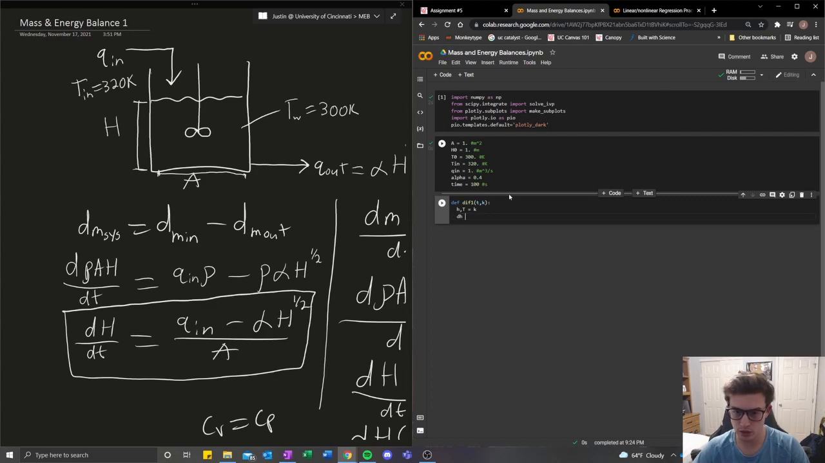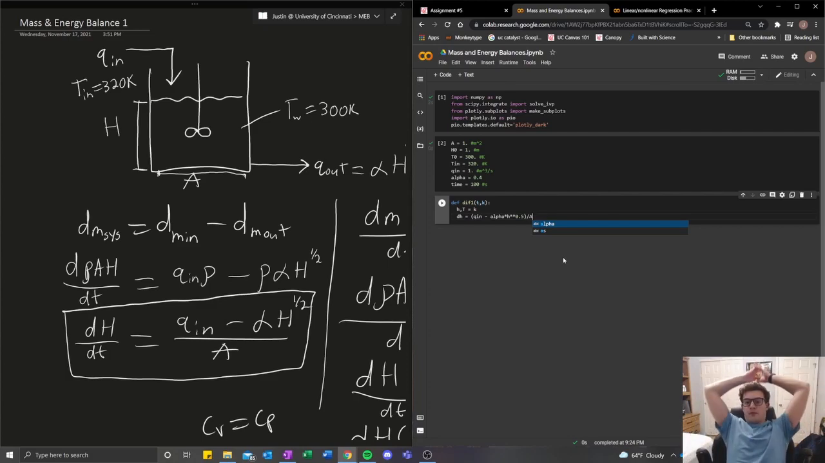So we've got dH, and we've got that equal to Qn minus alpha times our height to the 1/2 power. And I'm going to go ahead and add in the parentheses we need. And this is all divided by the area.